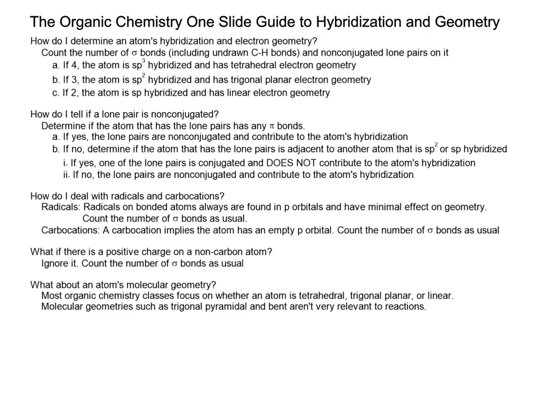Last up, what about an atom's molecular geometry? Well, in organic chemistry, we typically just focus on whether an atom is tetrahedral, trigonal planar, or linear, and we don't really care about the molecular geometry such as trigonal pyramidal and bent, because they aren't very relevant to reactions.